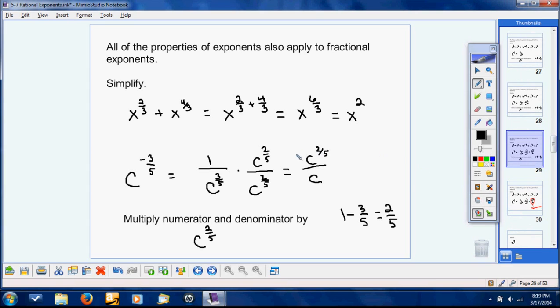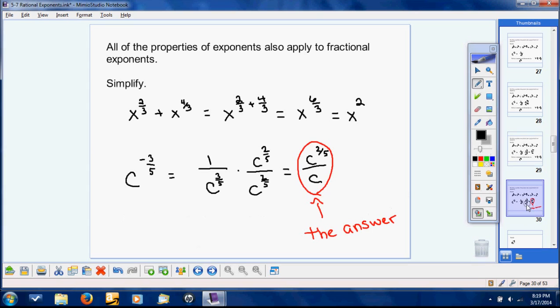Now honestly, to make it look just a little bit better, you're going to want to write that into radical form. Or you can leave it in fraction form, that's fine, as long as you have the fraction in the numerator, not the denominator. So I can add this and say, or the 5th root of c squared over c. So either one of these could be considered the answer.